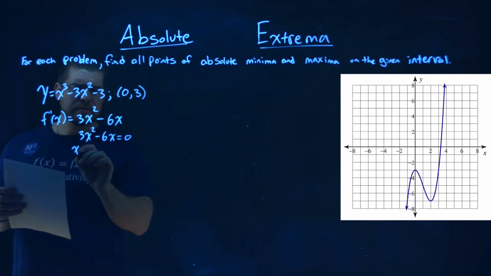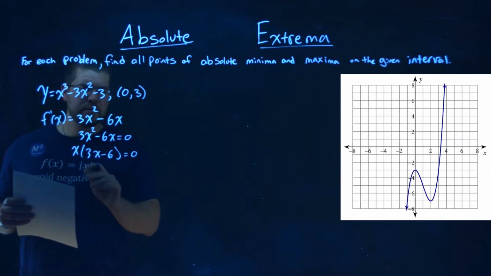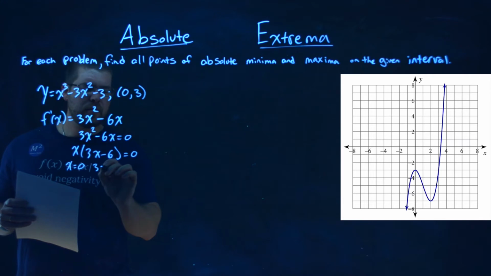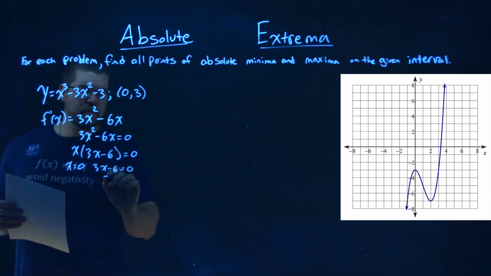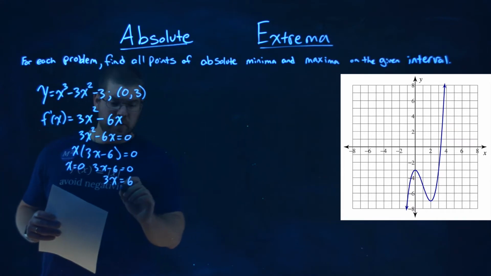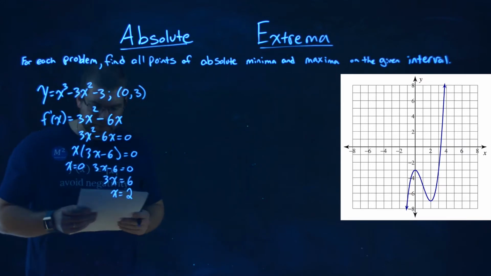I pull out an x, and I have 3x minus 6 equals 0 here. We set both parts individually equal to 0. x equals 0, and 3x minus 6 equals 0. Solving for x, add a 6 to both sides. 3x equals 6. Divide both sides by 3, and x equals 6 divided by 3, which is 2.